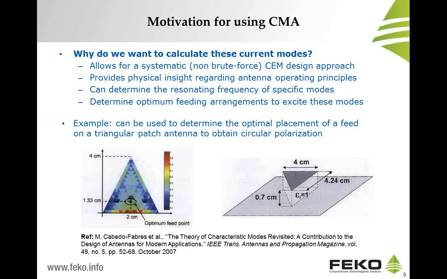Now, without going into the details, what they basically did was find a location on this patch structure to excite two orthogonal current modes that in essence provided this circular polarization. And by using characteristic mode analysis, they could identify where to place the feed. This is a very brief overview of that example, and for more details, I would refer all our listeners to read that very nice reference listed there.